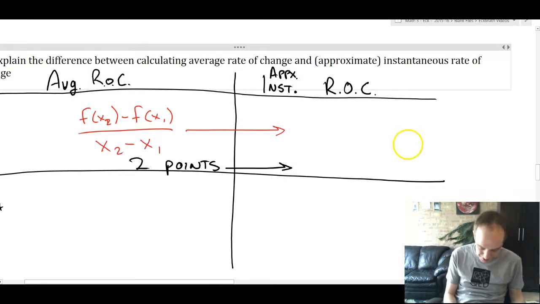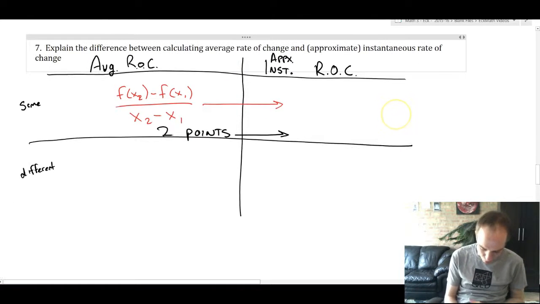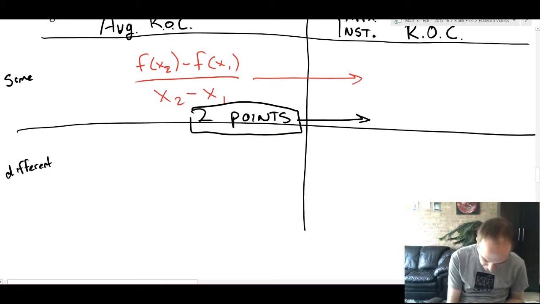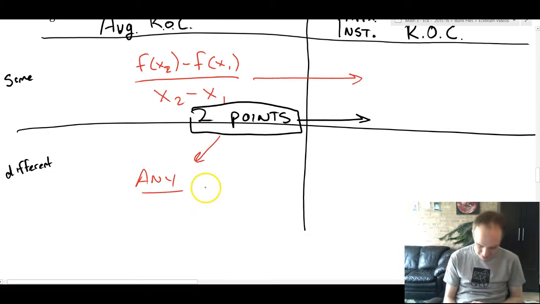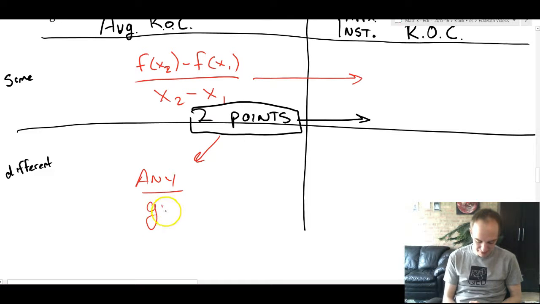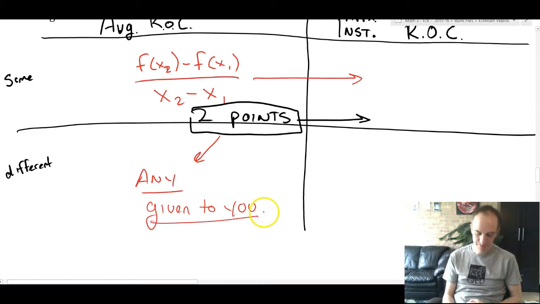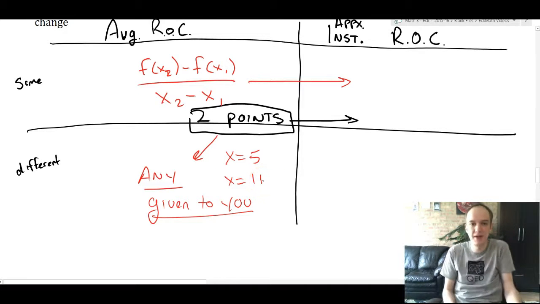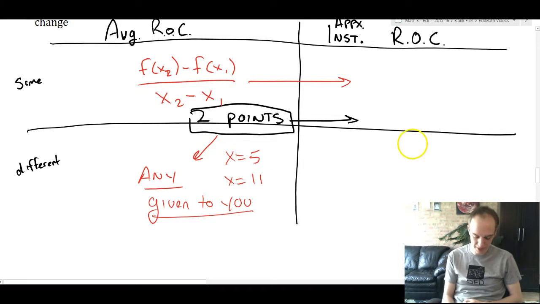So the big difference between the two things is just where are the 2 points. For average, the 2 points could be any 2 points. And those points will always be given to you. So we might say x equals 5 and x equals 11. Right? That's what we said in the last problem. Those are the 2 points.